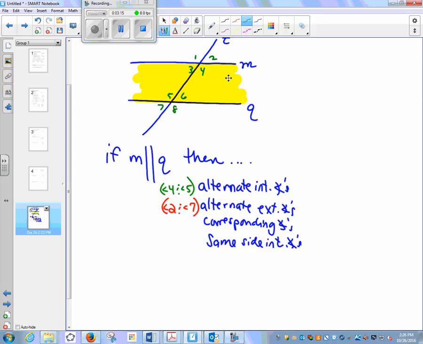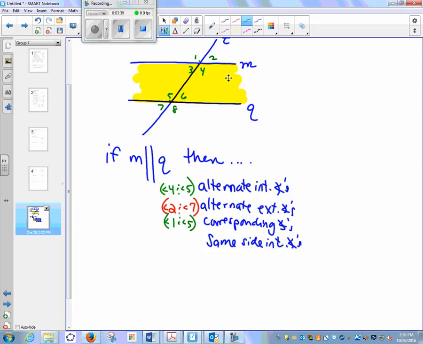Corresponding, can somebody give me an example of corresponding? Yep. 1 and 5. Now there's lots of corresponding. 1 and 5. You could have 2 and 6, or 4 and 8, or 3 and 7. With corresponding, remember, one's interior and one's exterior. And they're on the same side of the transversal.